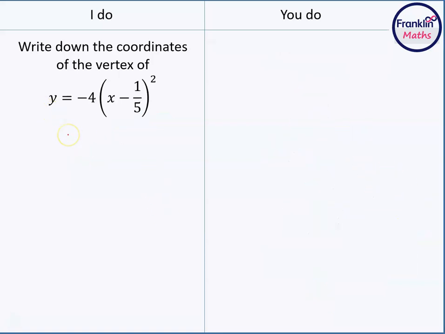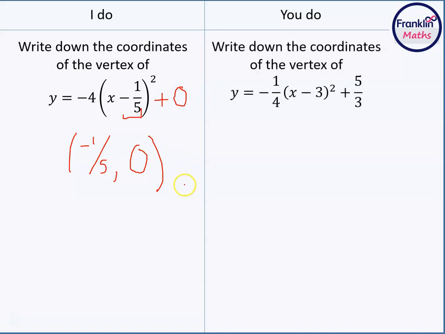Okay, so another example here. If you want to have a think about it beforehand, I'll quickly jot down the answer. So in this case, same thing as before, opposite sign of what's in the bracket, but this time there isn't a number here, so I can put in the plus 0 if I want to. Here's yours to have a go at. Pause the video. Okay, solution to this one then. The vertex is going to be 3 and a 5th. Nice and easy, no drama with these questions.